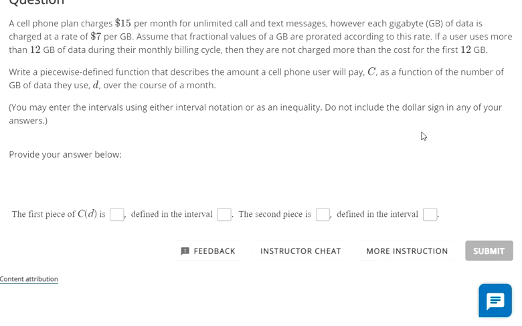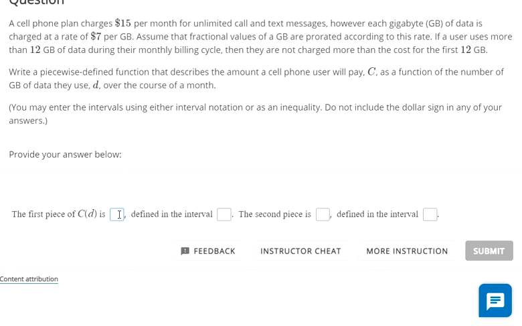Okay. A cell phone plan charges $15 per month. It's asking us to write a piecewise function in words here. Cell phone plan charges $15 per month for unlimited calls and texts. However, each gigabyte of data is charged at a rate of $7 per gigabyte. Assume that fractional values of a gigabyte are prorated according to this rate. If a user uses more than 12 gigabytes of data during their monthly billing cycle, then they're not charged more than the cost for the first 12 gigabytes.